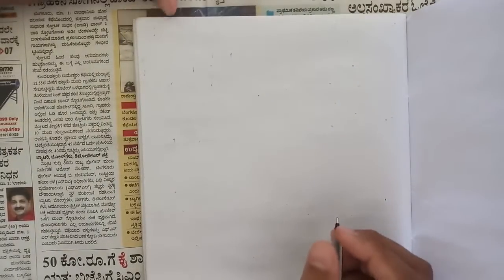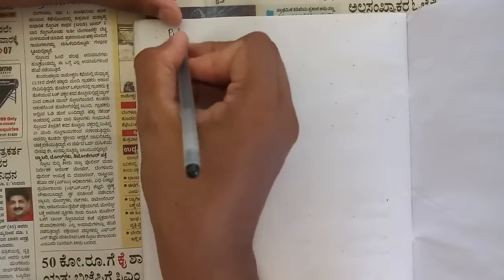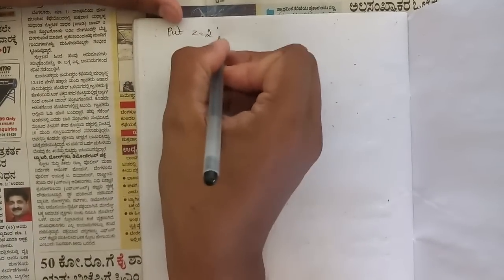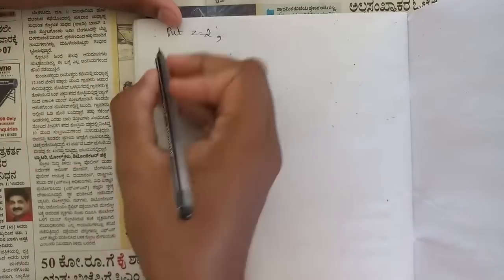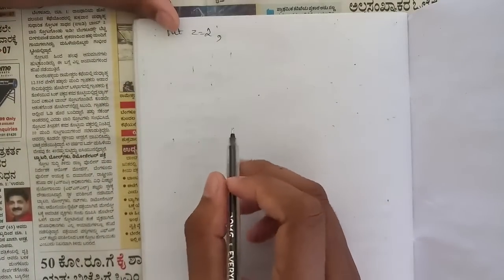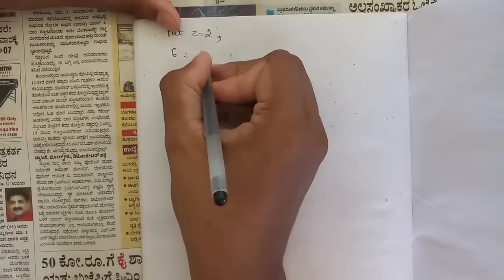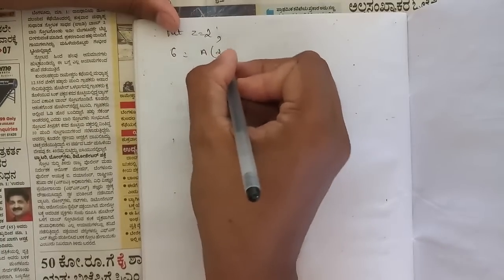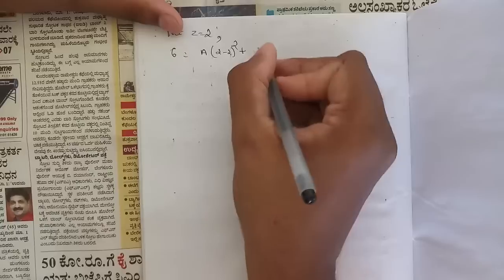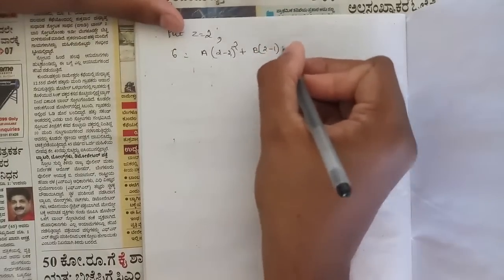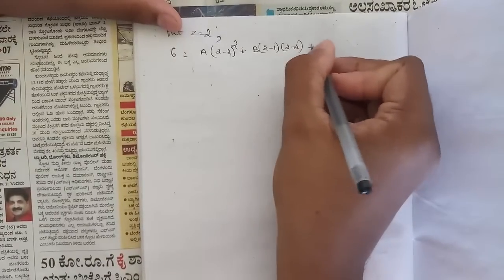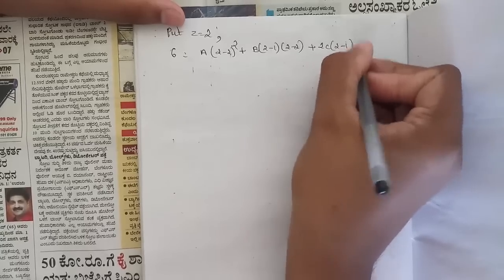So in order to find the value of c, we need to put the value of z equal to 2. Okay. So the left hand side becomes 4 into 2 minus 2. So 4 into 2 is 8. 8 minus 2 is 6, is equal to a into 2 minus 2 whole square plus b into 2 minus 1 into 2 minus 2 plus 2c into 2 minus 1.